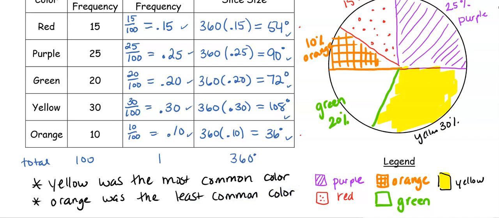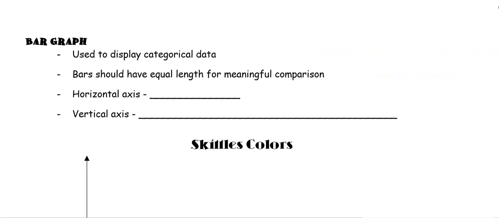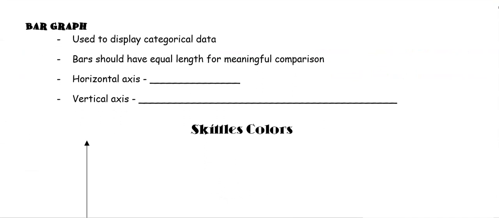So pie charts are really good for showing those obvious relationships. Gives you that visual. All right, so that's our pie charts. We also have categorical data being used to show with bar graphs. The bar graphs should have equal length for meaningful comparison. So I'm not going to change the width of the bars. The horizontal axis is going to represent the different categories.